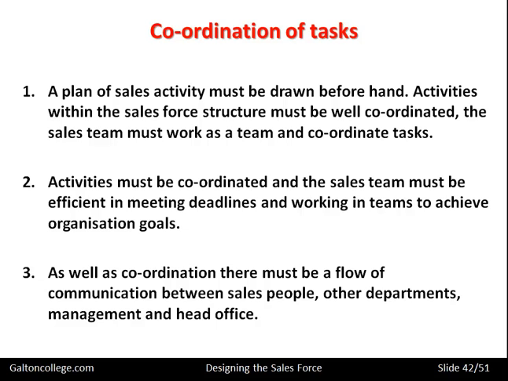As well as coordination, there must be a flow of communications between the salespeople, other departments, and the management and the head office. There must be communications flowing back from the sales team. If they're out of communications, they're almost like mavericks. They've been cut off, and they may be operating in ways which are not conducive to promoting the image of the business. They must be in contact with the business, and any issues, any ambiguities, any problems reported back and briefings received, communicated to them so that they know which way to move forward.